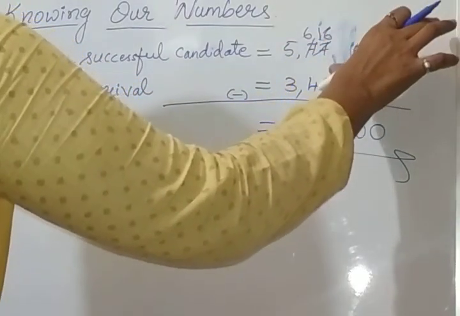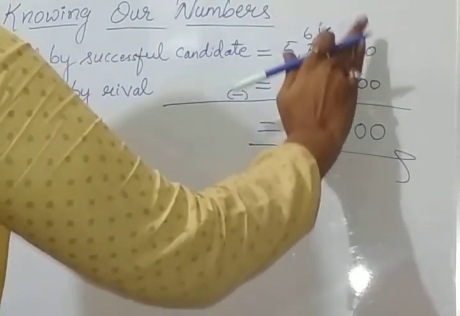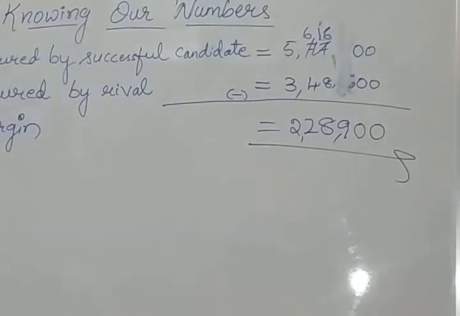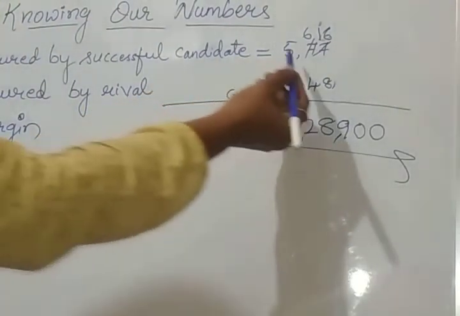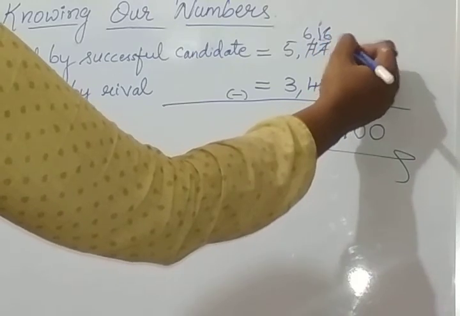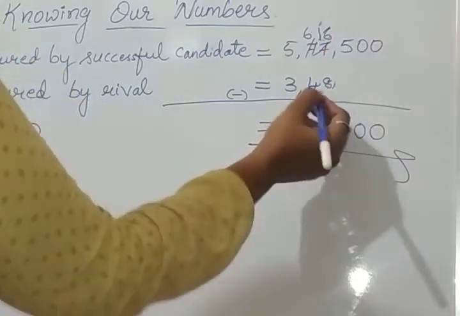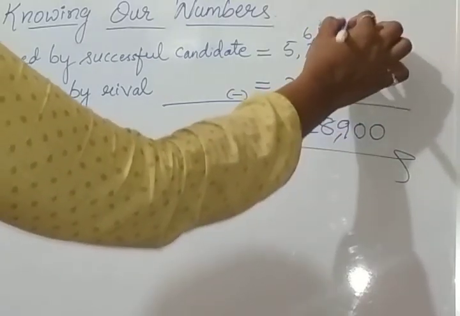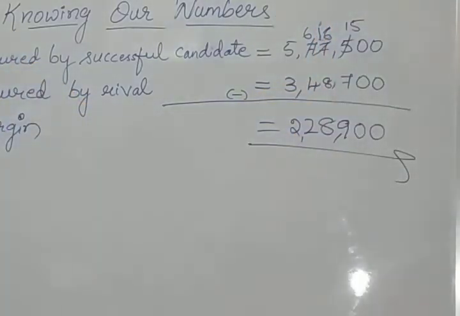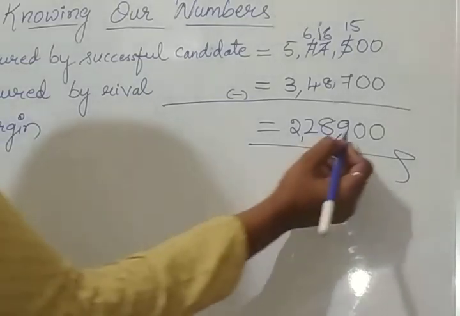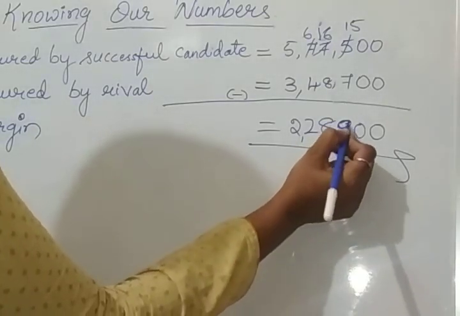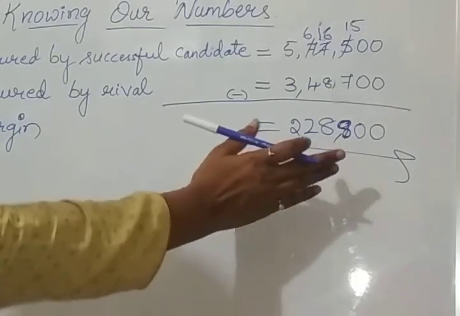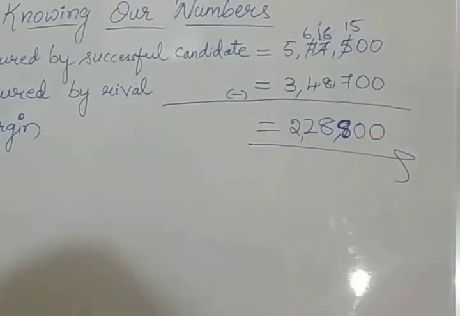Here it is 5,77,500, not 600, minus 3,48,700. So 5 becomes 15. 15 minus 7 is 8. That is 2,28,800. I hope you understood this problem.